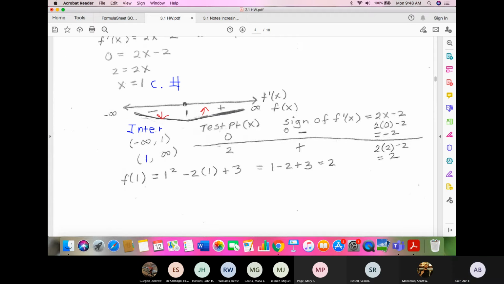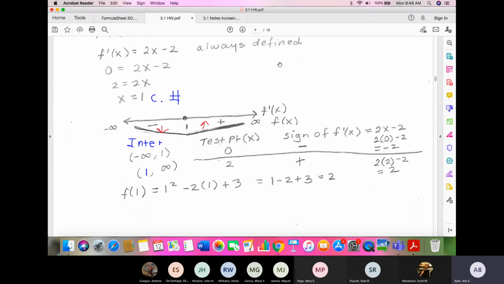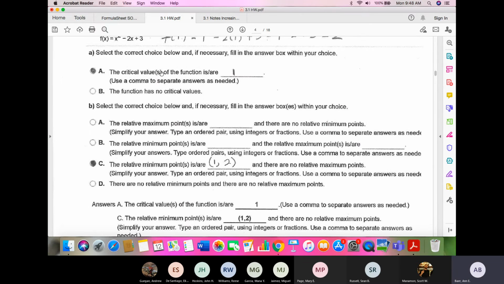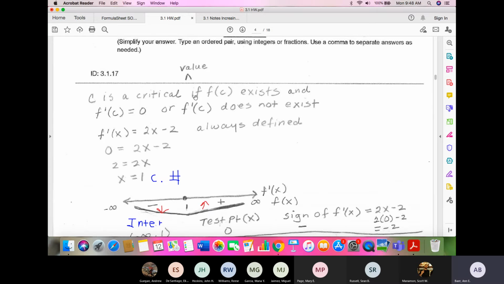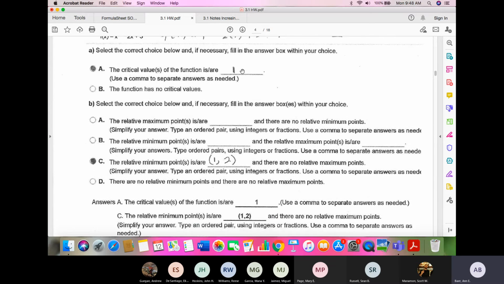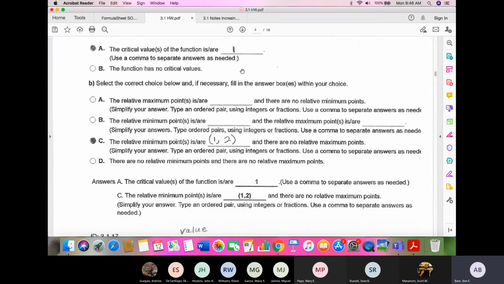Now, what do they want from us in terms of what to fill in up here? First of all, the critical numbers. We just found one of them, and it turned out to be x equals 1. They just want us to put in a 1. What about here?